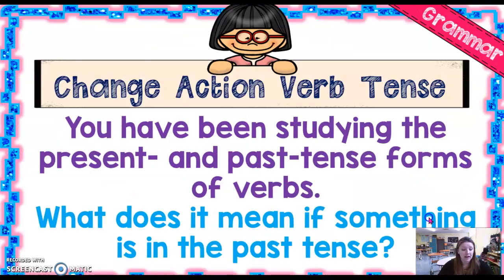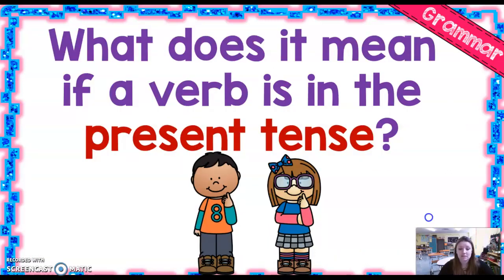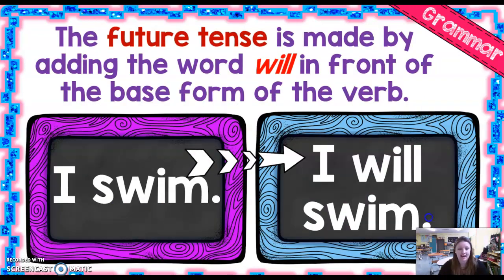So you have been practicing present and past tense forms of verbs. What does it mean if something's in the past tense? It means it's already happened. The action has already happened. It is done. It is over with. It happened, right? What does it mean if something's in the present tense? It means that it's happening right now, right? Present tense means it's happening right now.